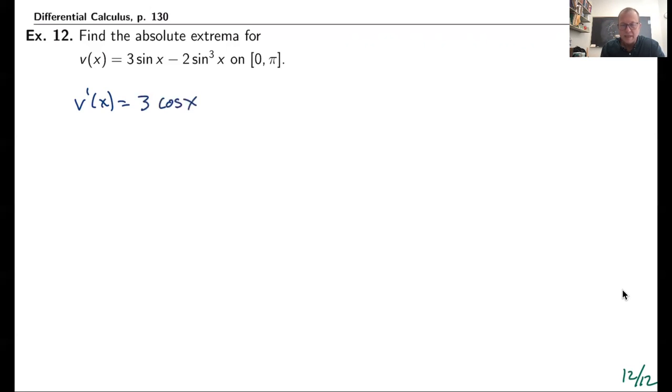I'm sure you started with v prime. And you said then that's 3 times cosine x minus 2 times. Now you have to spot that the sine cubed x is the sine of x and then cube. So when you take the derivative of a cube, you would have 3x squared. But instead of the x being squared, you'll write sine x being squared.